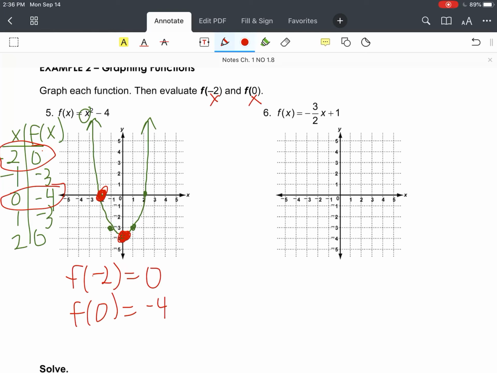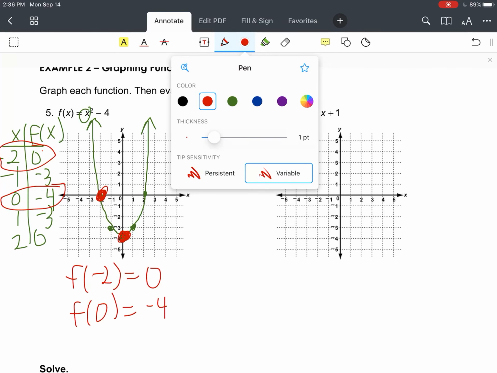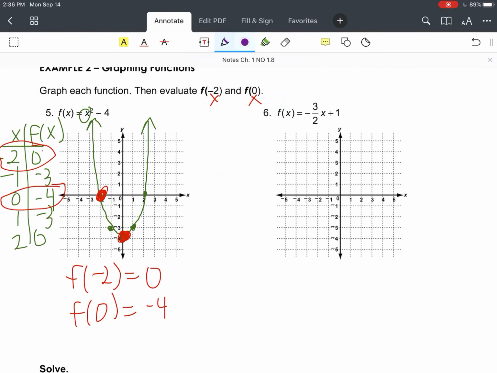Number 6, because we haven't gone over graphing yet, I'll help you graph it, but then you're on your own for finding f of -2 and f of 0. So you might have recalled when graphing a linear equation, this is like y equals mx plus b. You always start with your b. Well, my b is 1 on the y-axis, so that's my y-intercept. So I'm going to graph +1. Then my slope is -3/2.